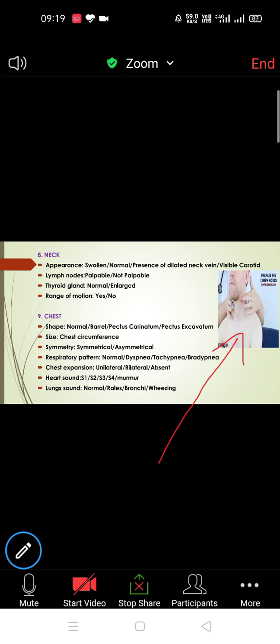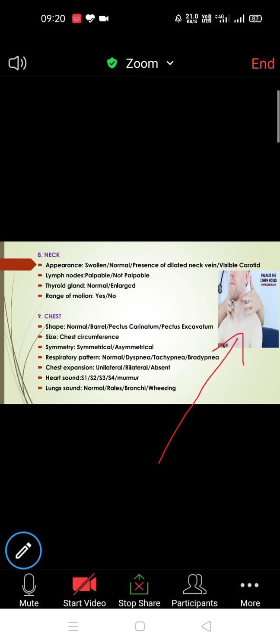So, where I was, thyroid gland. Okay, so thyroid gland, if it's enlarged, if it's swollen, then you have to tick enlarged, and if it's normal, then you will tick normal. Okay, then you have to see the range of motion. Range of motion means it's an exercise, where you see if the person can move his neck or not. If the person can move his neck, then you'll write that range of motion is present, yes. If the person is not able to move his neck freely, then you will tick no.